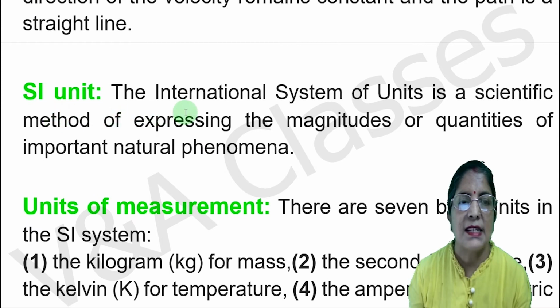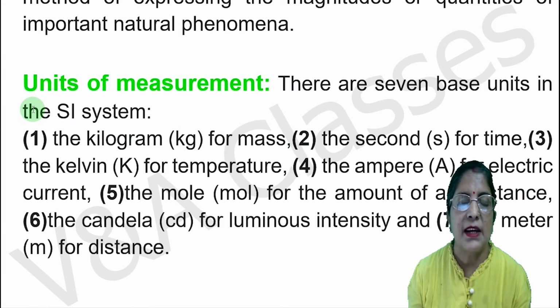Next keyword is SI unit. The International System of Units is a scientific method of expressing the magnitudes or quantities of important natural phenomena. Next keyword is units of measurement. There are 7 base units in the SI system.